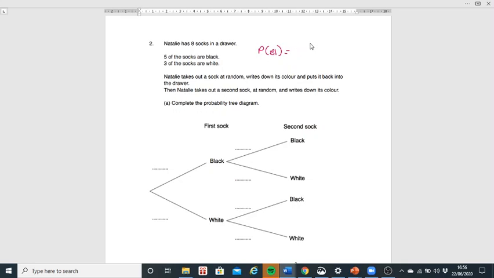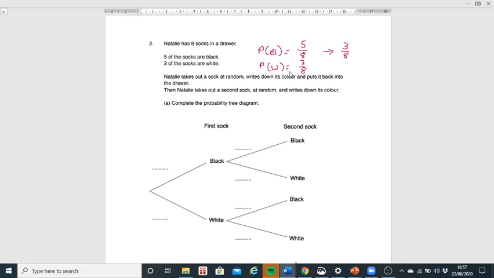Well, how many were black? 5. Out of how many? 8. That means the opposite, the probability of her not getting black, must be 3/8. The opposite is white, and that is 3/8. This is a pair of exhaustive events. You either get black or you get white.